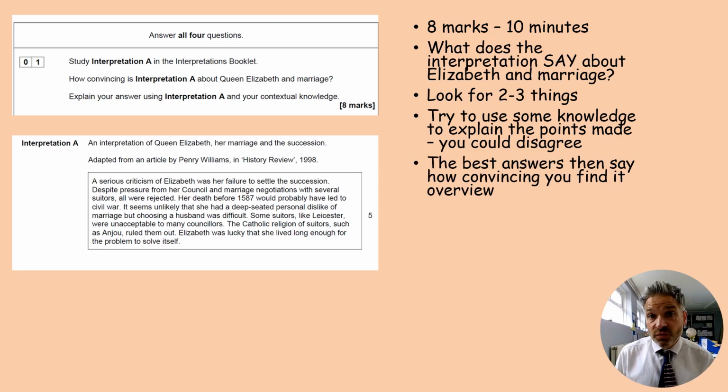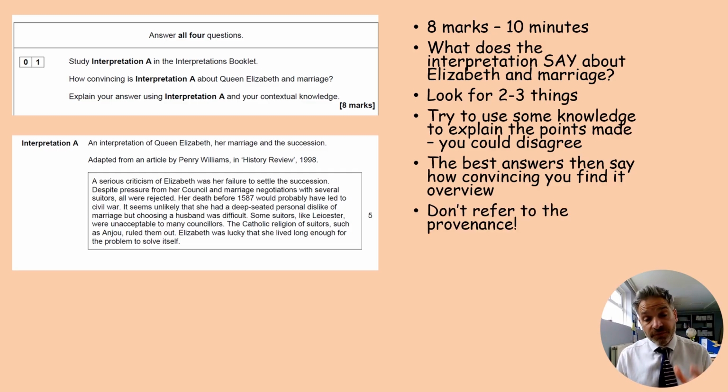The best answers will then say, overall, how convincing is this? Or is it convincing to a certain extent, but maybe not in another? Don't refer to the provenance, which is the bit at the top, because it is not important. So you can cross that out. That's purely there for copyright reasons.